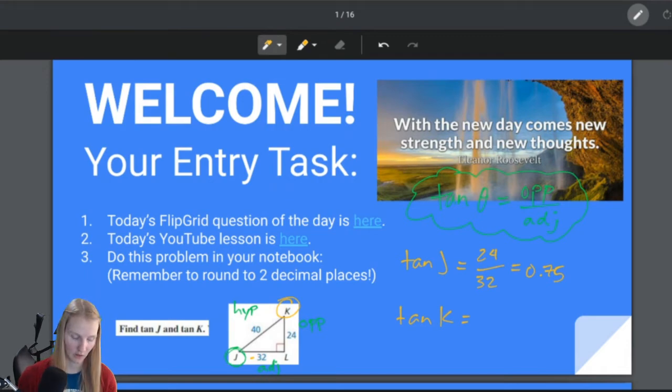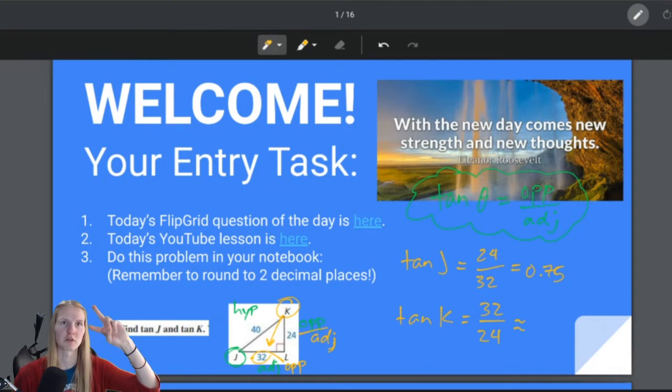Again, we are going to look at the opposite over adjacent, but now the opposite and the adjacent are different because we've switched angles. So now this is no longer my opposite. My opposite is now over here, and what was my opposite has now become my adjacent. My opposite is always the side opposite the angle. So my opposite is 32, and my adjacent is 24.